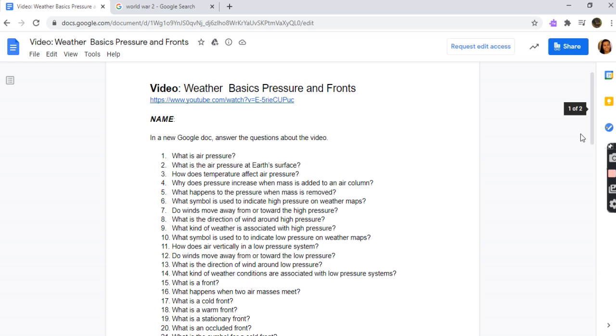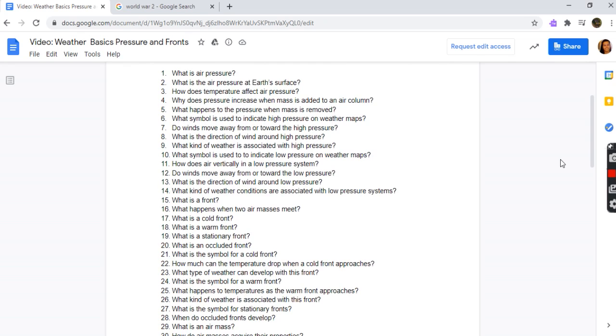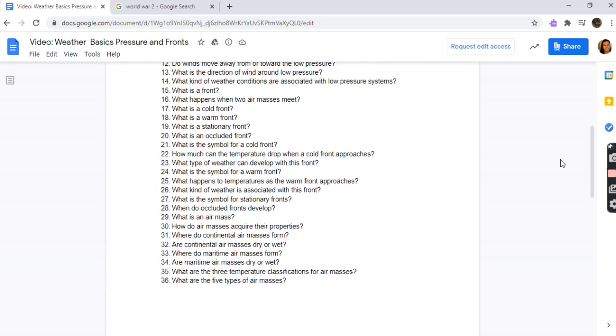What symbol is used to indicate low pressure on weather maps? How does air move vertically in a low pressure system? Do winds move away from or toward the low pressure? What is the direction of the wind around low pressure? What kind of weather conditions are associated with low pressure systems? What is a front? What happens when two air masses meet?